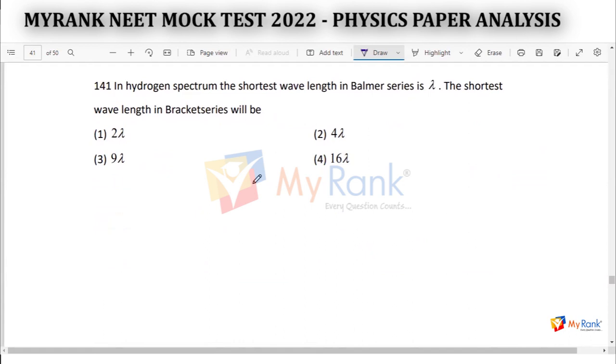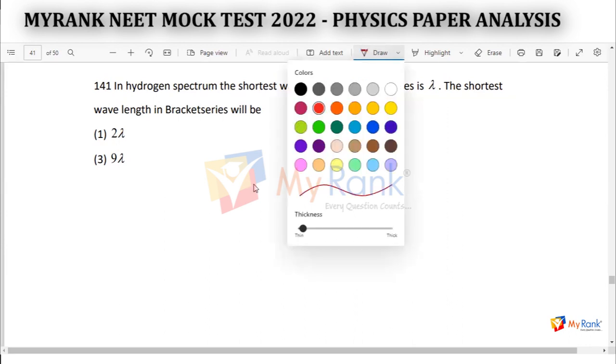Next. In the hydrogen atom case, what is given there? In the hydrogen spectrum, the shortest wavelength in the Balmer series is lambda. The shortest wavelength in the Brackett series will be, this is the question here. All right, see here.